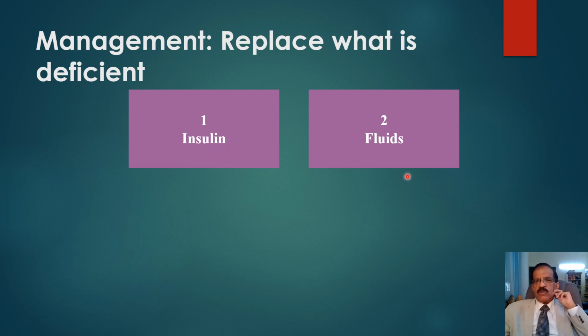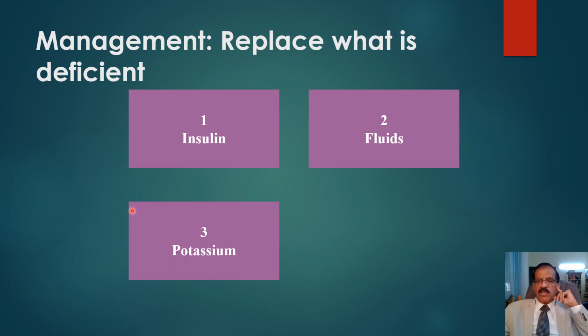Then, because we identified that the patient is typically deficient by 6 or 7 liters because of osmotic diuresis, we will have to replace fluids. There are various types of fluids, but the standard is normal saline. So we'll replace with saline, approximately 6 or 7 liters.